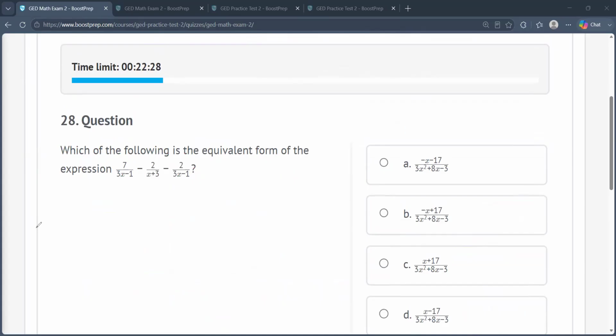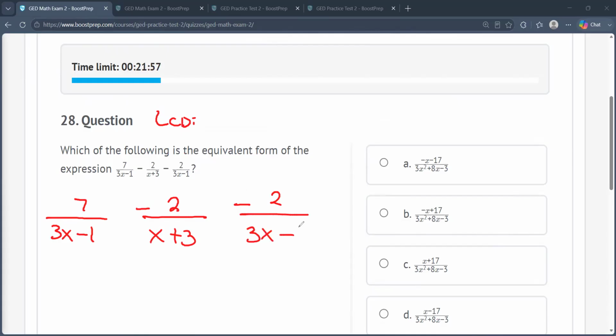Which of the following is equivalent to the expression 7 over 3x minus 1, minus 2 over x plus 3, minus 3 over 3x minus 1? So they want you to simplify this. When you're adding or subtracting fractions, you need what's called an LCD. So you have 7 over 3x minus 1, minus 2 over x plus 3, minus 3 over 3x minus 1.